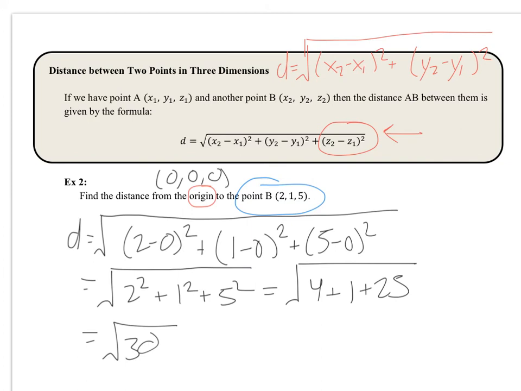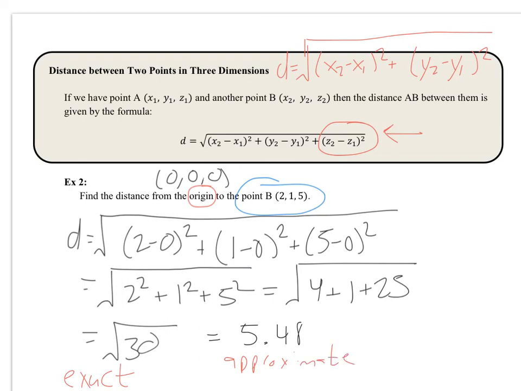Now if we were to leave it at square root of 30, this would be called our exact answer, as we have shown before. Or if we want to find the approximate answer and actually take the square root of 30, if we were to round to the nearest hundredth, our approximate answer would be 5.48. So as we said, this is the approximate solution.